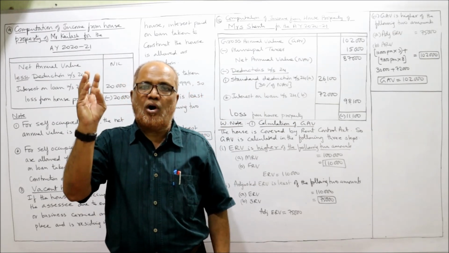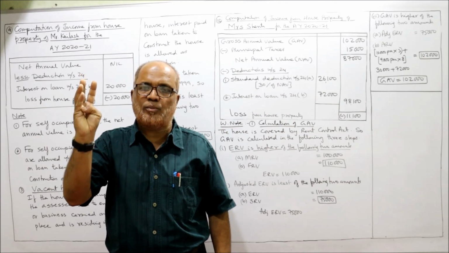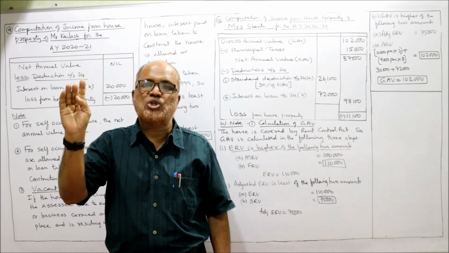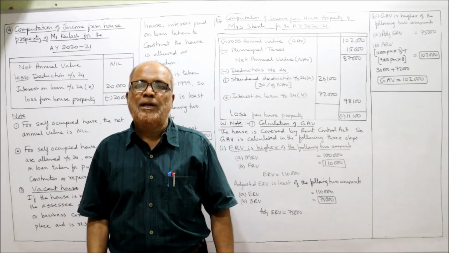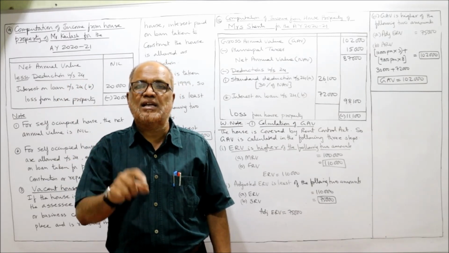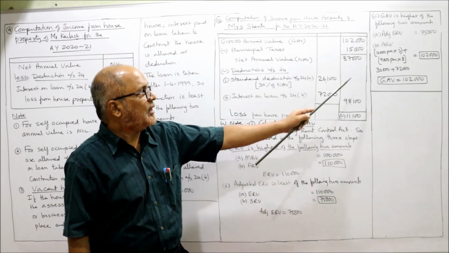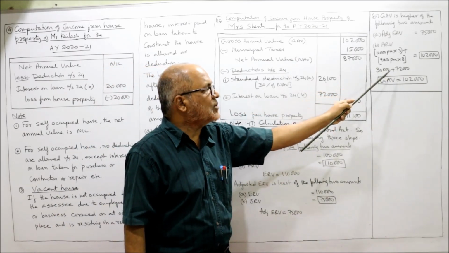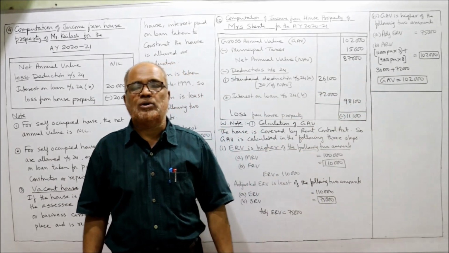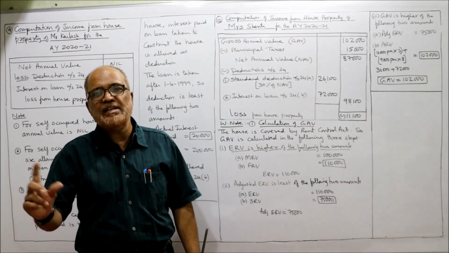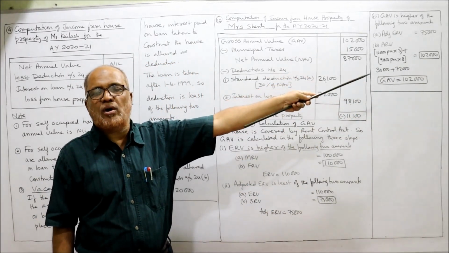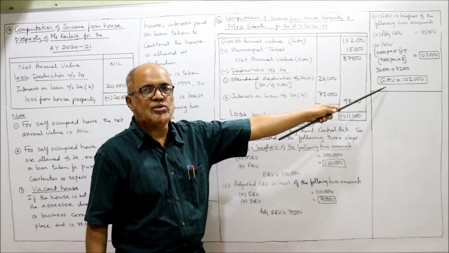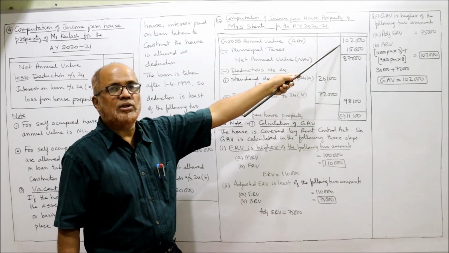How many months? August, September, October, November, December, January, February, March. 8 months. So 8 months rent is recovered from Mrs. Amba. So 9,000 into 8 is 72,000. So 30,000 plus 72,000, 1,02,000. Whichever is higher, 75,000 or 1,02,000, whichever is higher is the GAV. 1,02,000. So GAV we got 1,02,000.